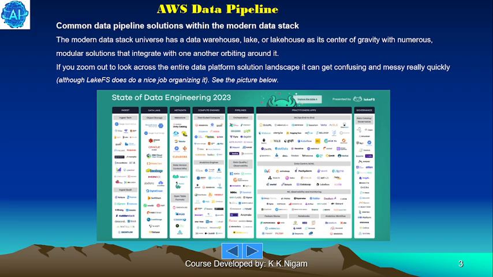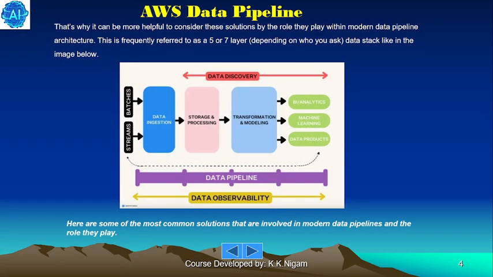See the picture below. That's why it can be more helpful to consider these solutions by the role they play within the modern data pipeline architecture. This is frequently referred to as a 5 or 7 layer data stack, depending on who you ask, like in the image given below. Now here are some of the most common solutions involved in modern data pipelines and the role they play.